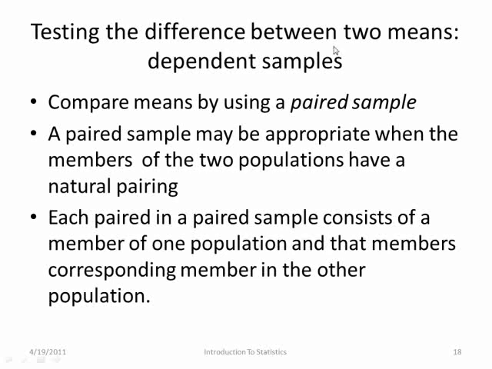Here we want to test the difference between two means where we have dependent samples. So here we want to compare means by using a method that we call a paired sample technique. A paired sample may be appropriate when the members of the two populations have a natural pairing. Each pair in the paired sample consists of a member of one population and that member's corresponding member in the other population.